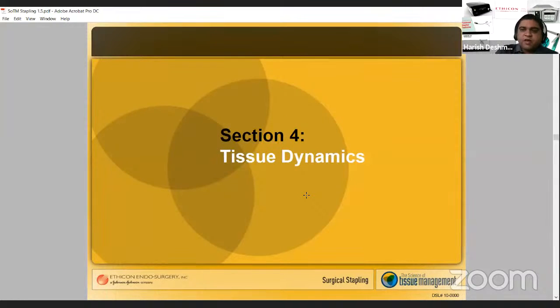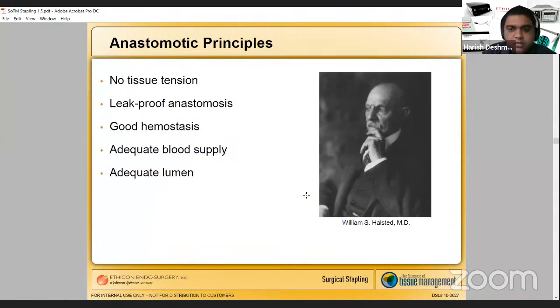Coming to the most important factor of the tissue-device interaction, which is tissue dynamics. Sir William Halsted, who was one of the pioneers of anastomotic principles, very clearly mentioned that for a very good anastomosis, there should be no tissue tension. It should be a leak-proof anastomosis, which is the key of any anastomosis. Good hemostasis should be there, adequate blood supply and adequate lumen so that your peristalsis is not affected.